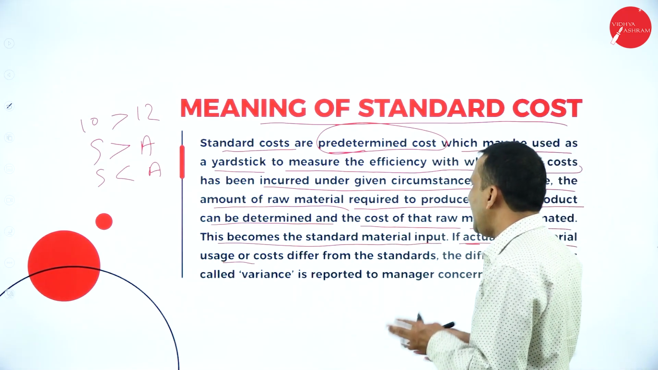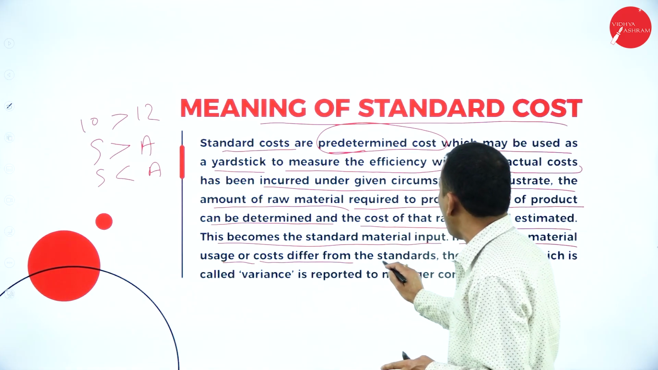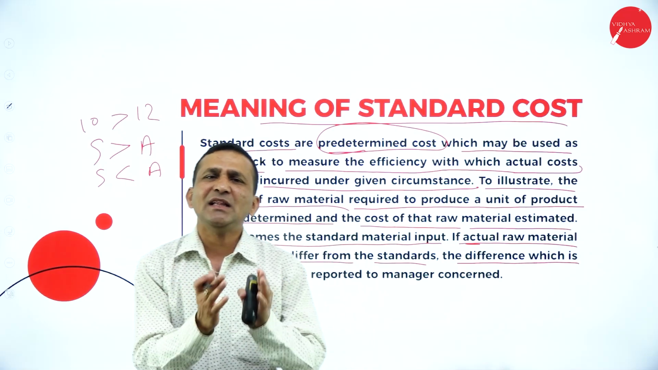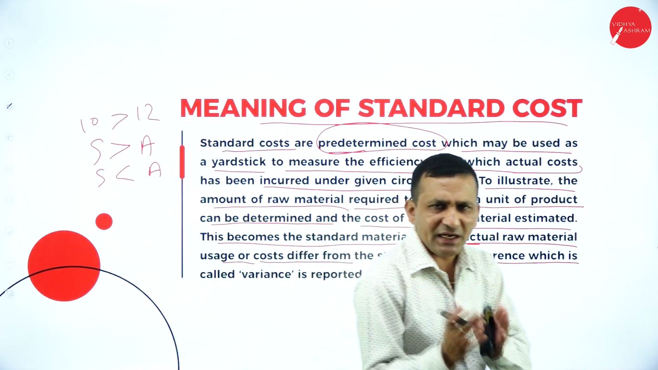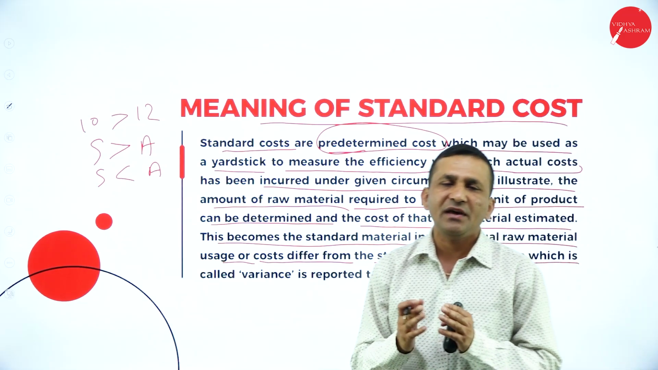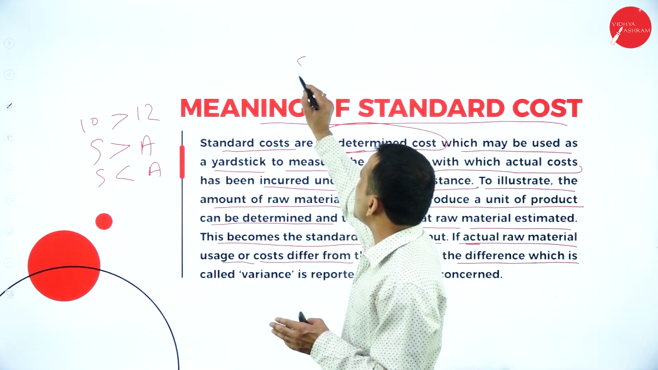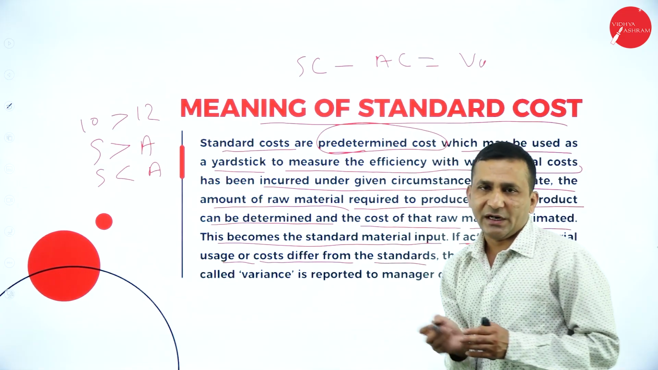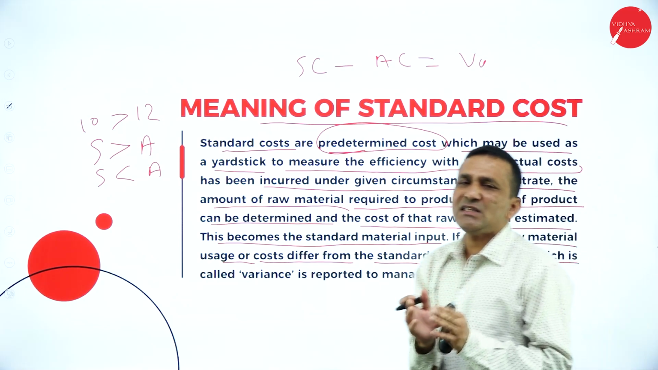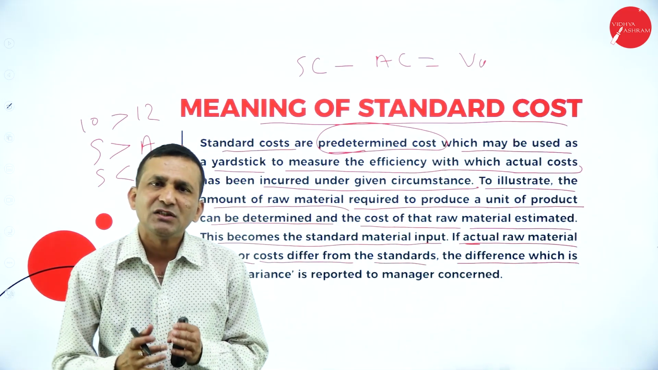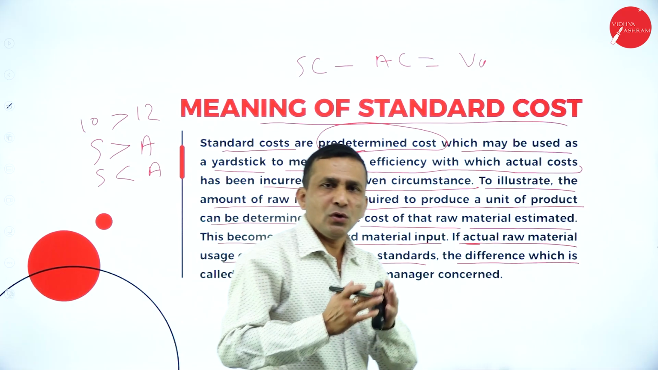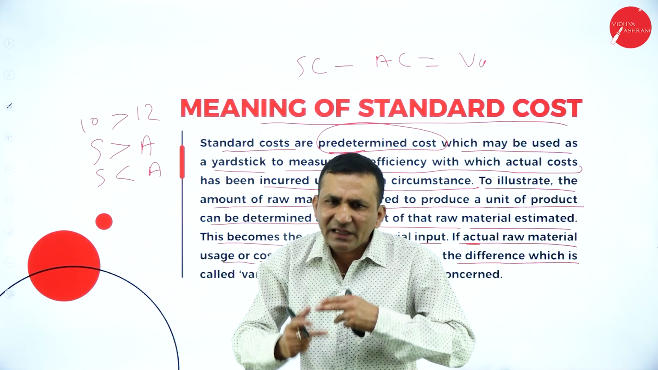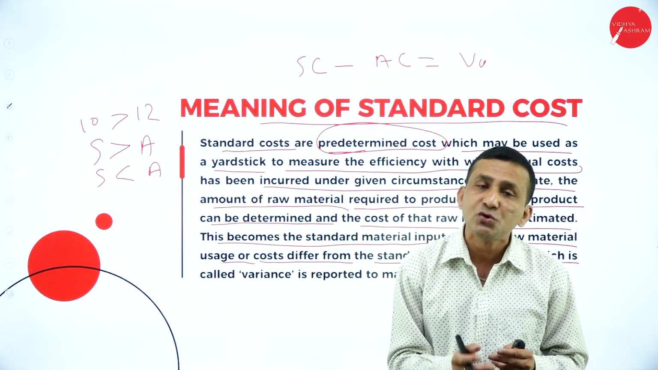If the raw materials usage or cost differs from the standard, we are comparing the standard as well as the actual. Any difference we get, we call it a variance here. Standard cost minus actual cost is nothing but the variance you are getting. If there is any negative variance, obviously the management wants to take corrective steps to rectify it. And if the standard is not suitable for the long period, the standard needs to be revised according to the situation.